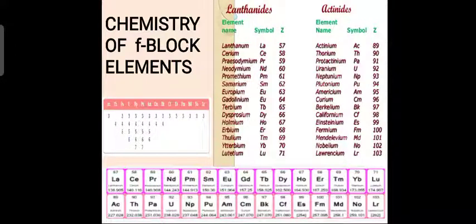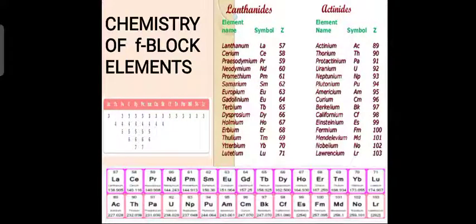Now which are the elements of lanthanides? Lanthanum, atomic number 57, is the first element, and lutetium, atomic number 71, is the last element. Similarly, among actinides, actinium is the first element and lawrencium is the last element, atomic number 103.